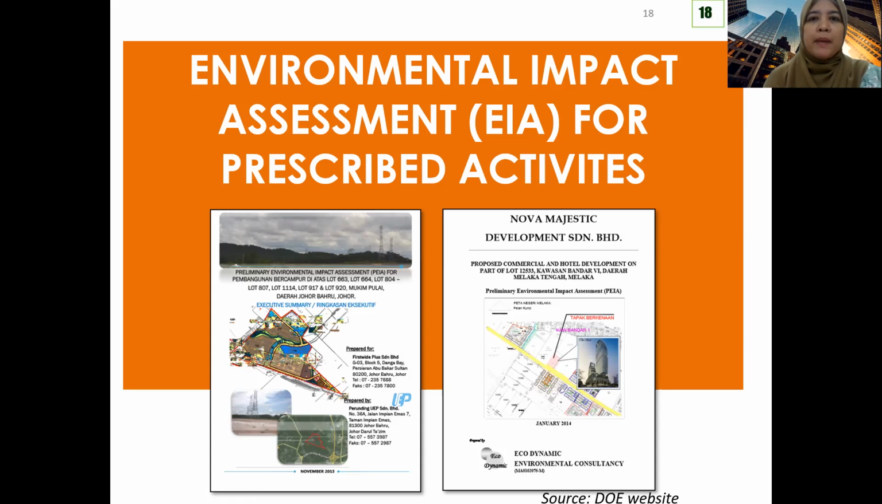Okay, environmental impact assessment, EIA. So you can see the photos there. You can see the photo ini proposed. You can see here the preliminary EIA, PEIA. So you'll see later on a few types of EIA, which is the conventional, the normal EIA, PEIA, preliminary, and also DEIA, detailed environmental impact assessment.